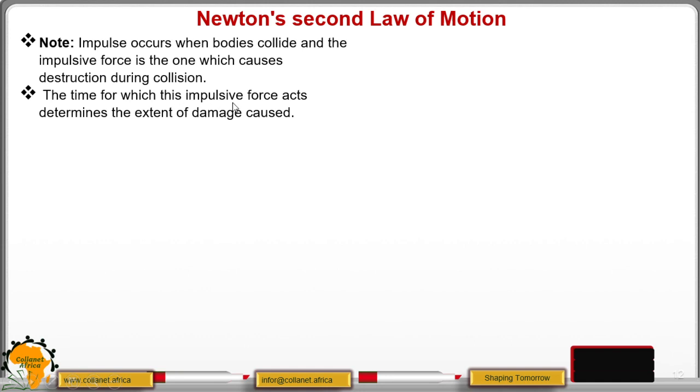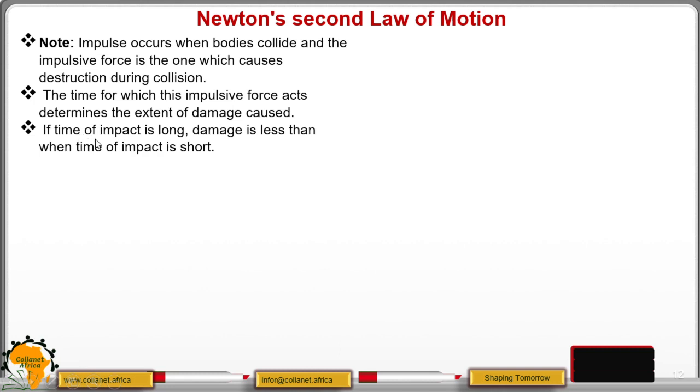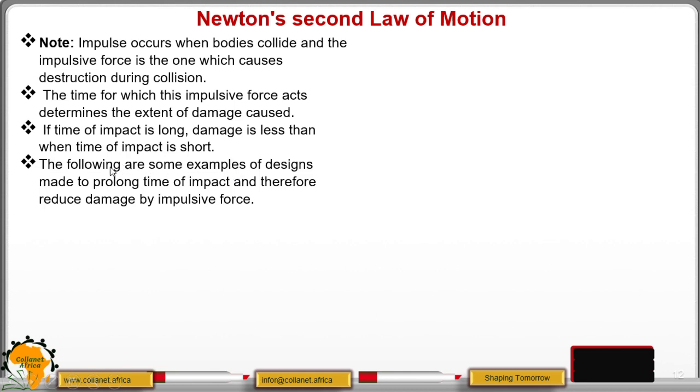And the time for which this impulse acts determines the extent of damage. For example, if the time of impact is long, the damage will be less. But if the time of impact is short, the damage will be more. The following are some examples of designs which are made to prolong the time of impact and therefore reduce the damage by impulsive force. In other words, if you want to reduce or prevent the damage caused by impulsive force, you have to prolong the time of impact.